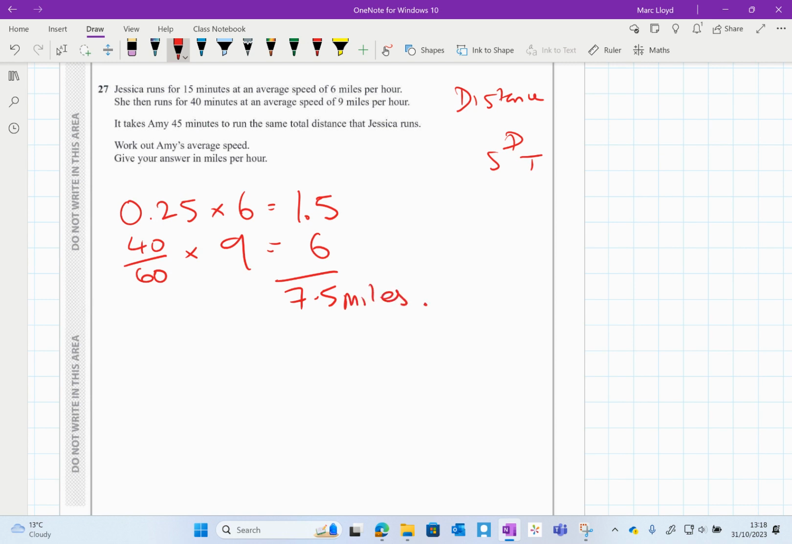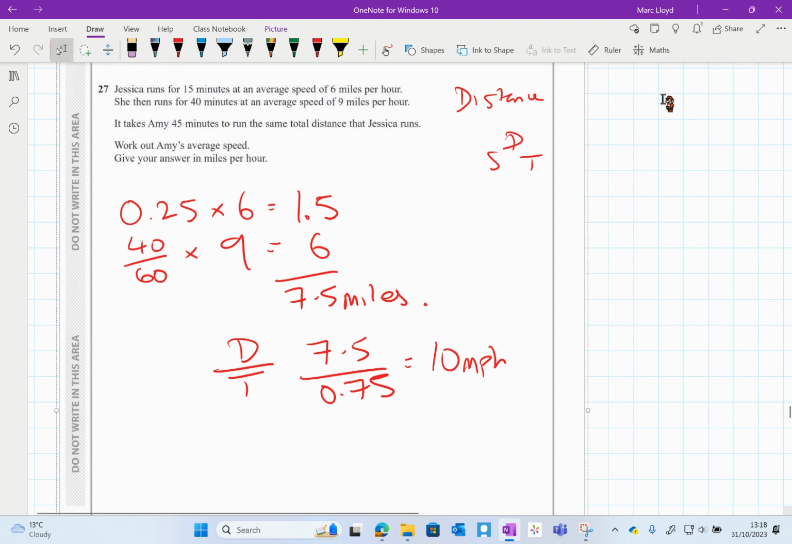Okay, now Amy took 45 minutes to run this. We want her average speed, so that's going to be the distance divided by time. 7.5 divided by 0.75, because it's 3/4 of an hour. 7.5 divided by 0.75 is 10 miles per hour. Lovely. Okay, next question shortly. I just want to check if that answer's right.